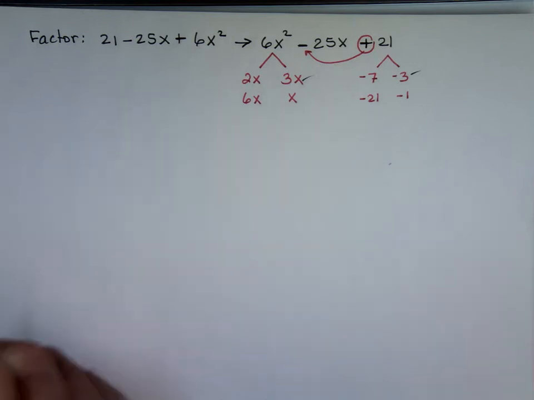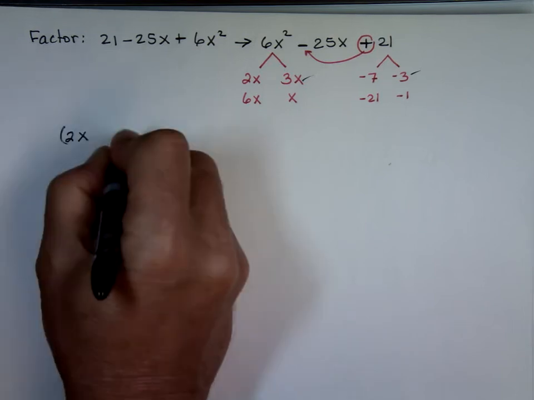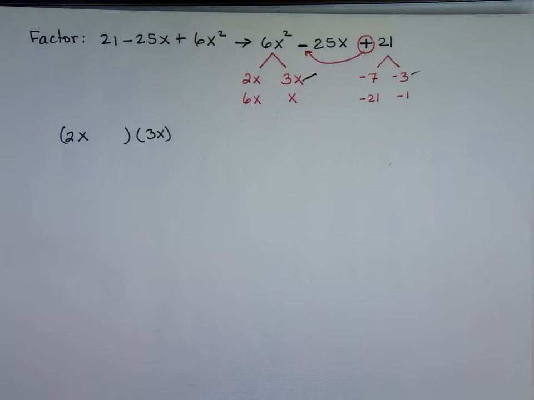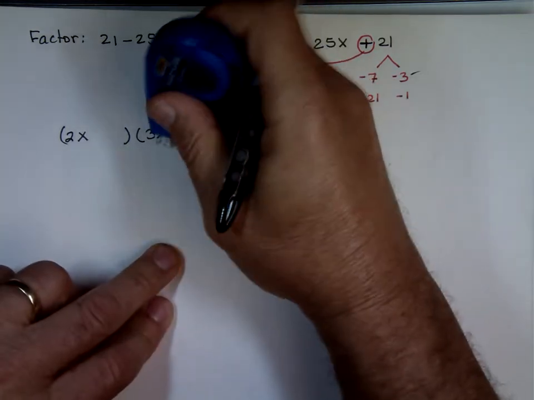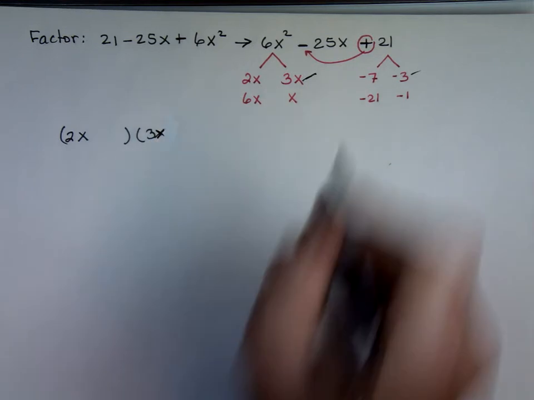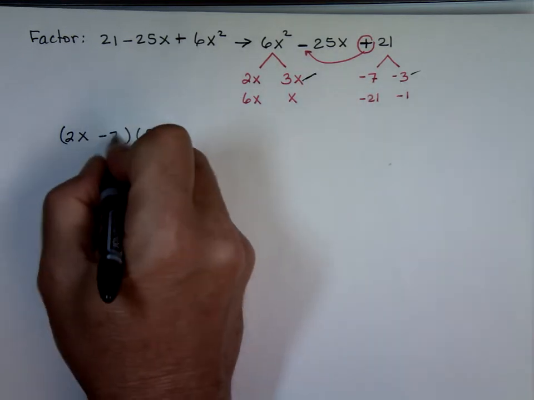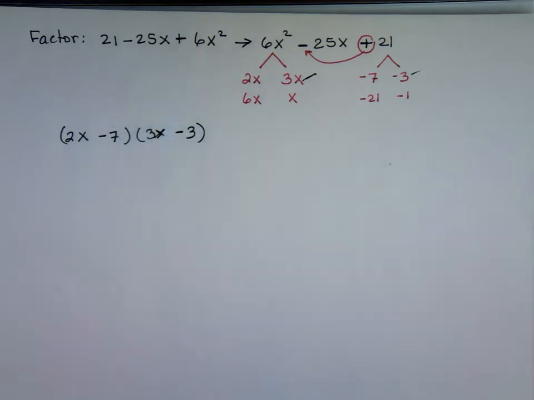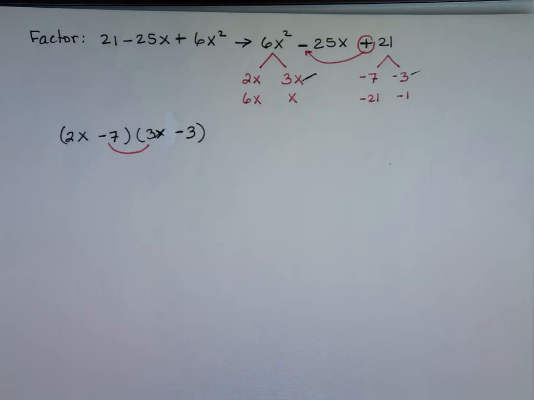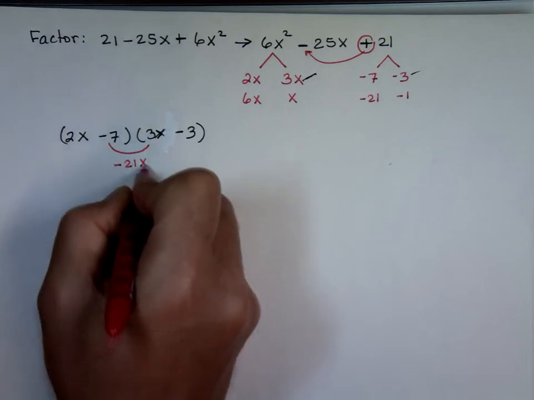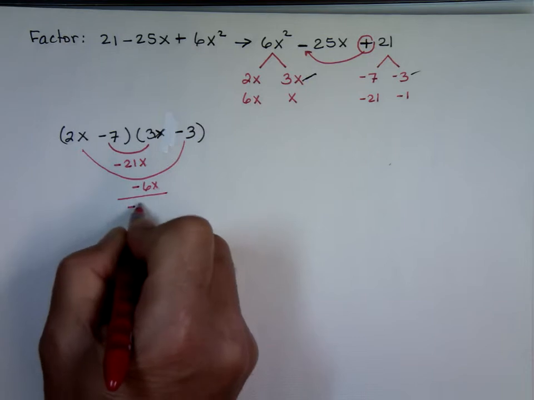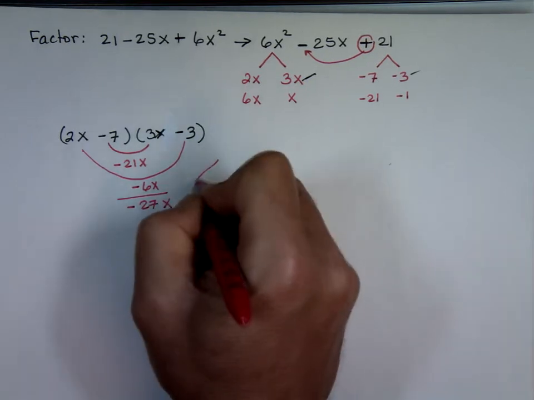So let's try the first one. 2x, the 3x. That's this one. I didn't mean to close the parentheses. And let me try the negative 7, negative 3 again. Let's put the negative 7 here, negative 3. If it doesn't work out, we'll swap them. Three times 7 is what? 21. That's a negative 21x. This is a negative 6x. When you add them, that's what? Negative 27x. Close, but that's not really it. That's not the one.